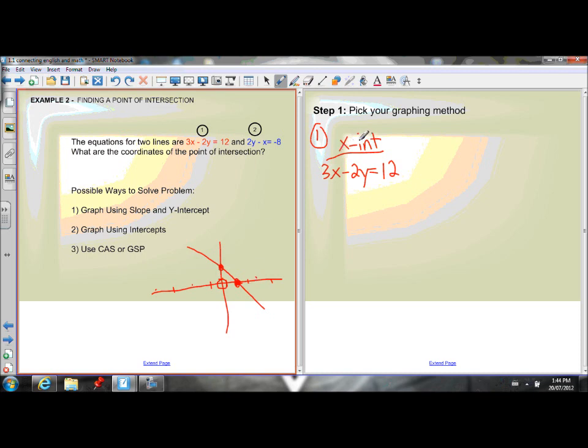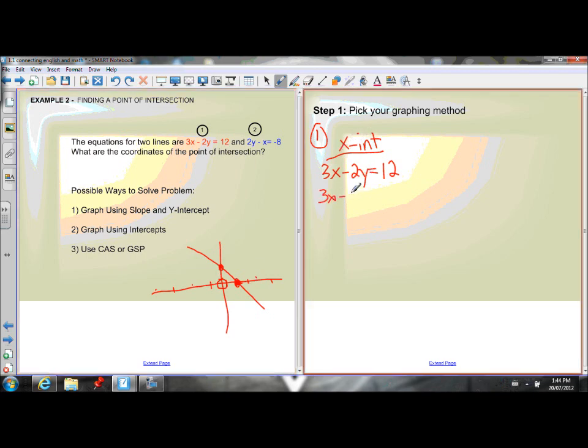So we know every x-intercept has a y-coordinate of 0. So I can substitute in 0 for y and solve for what the x-intercept actually is. 2 times 0 is 0, so I have 3x minus 0, which is just 3x, equals 12. Divide the 3 to the other side. 12 divided by 3 is 4. So my x-intercept is at (4, 0). It crosses the x-axis at 4.